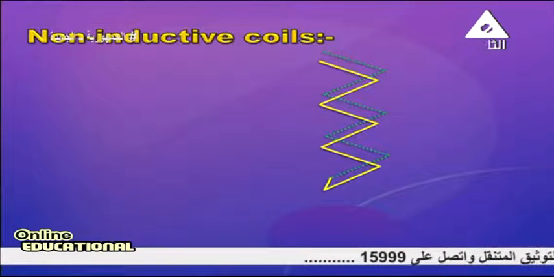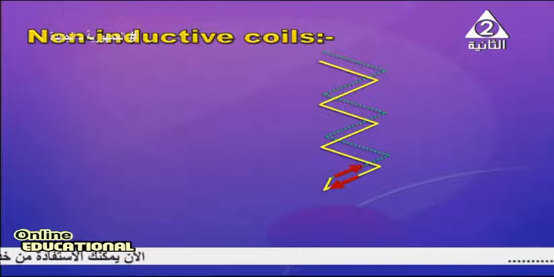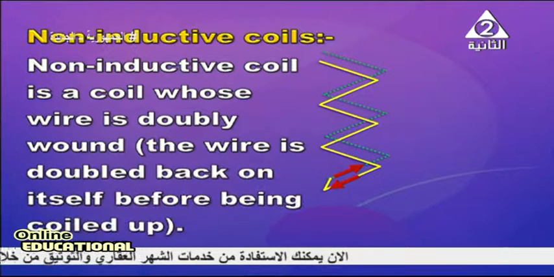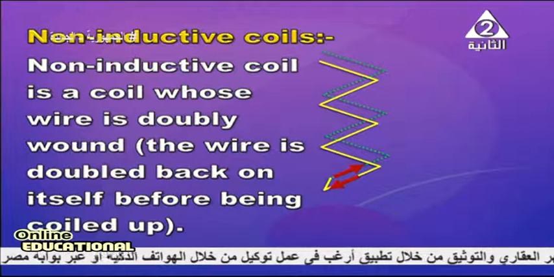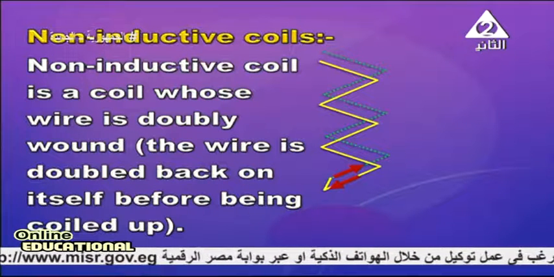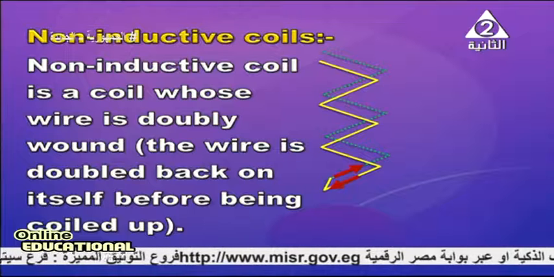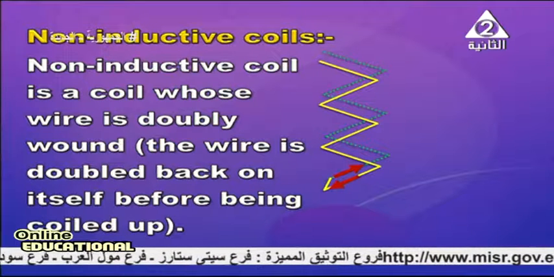Non-inductive coils. Now, how do we eliminate self-inductance? If we want to get rid of self-induction, if we want to get rid of the current induced by self-induction, we use some type of coil that we call a non-inductive coil. What about these coils? It is quite clear. A non-inductive coil is a coil whose wire is doubly wound. The wire is doubled back on itself before being coiled up.